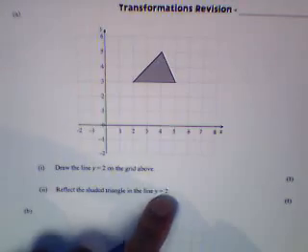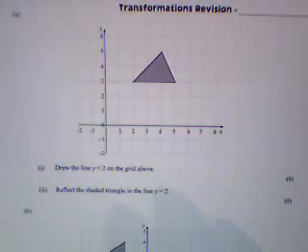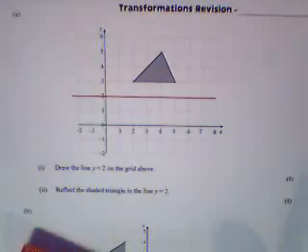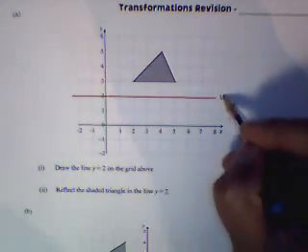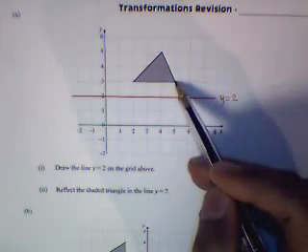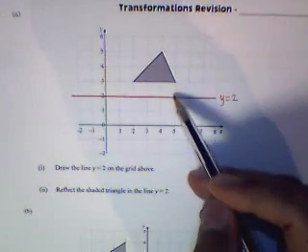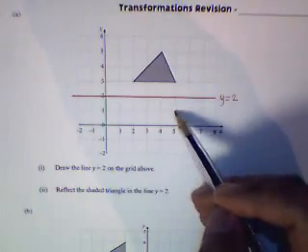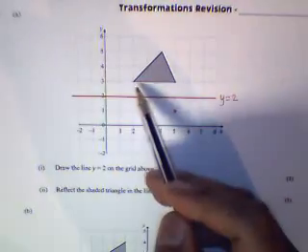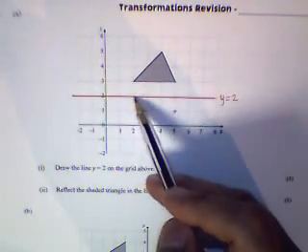In this example, it's asked you here to draw the line y equals 2 and then reflect the shape in the line y equals 2. So the first thing you do is draw the line y equals 2. Well, all the y equals lines are horizontal. They're all horizontal. So you draw in y equals 2 here. Okay, it's horizontal like that.